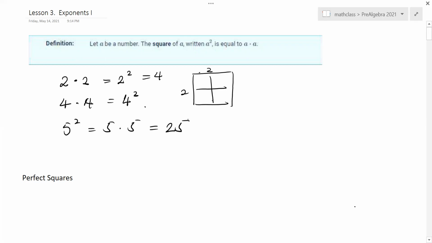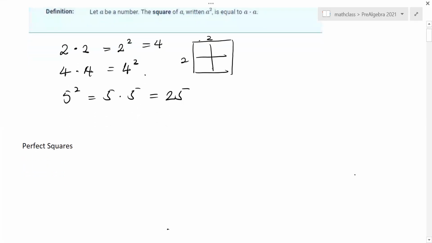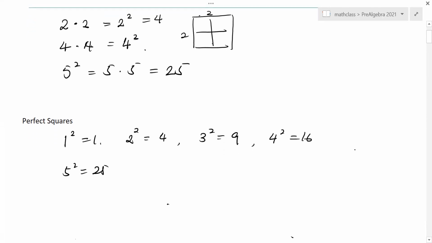That's 25. The so-called perfect squares are the numbers which can be written as a square of some number. Let me list all the perfect squares. 1 square is 1, a perfect square. 2 square is 4, a perfect square, and 3 square equals 9 is a perfect square, right? And 4 square equals 16 is a perfect square. 5 square is 25, a perfect square.